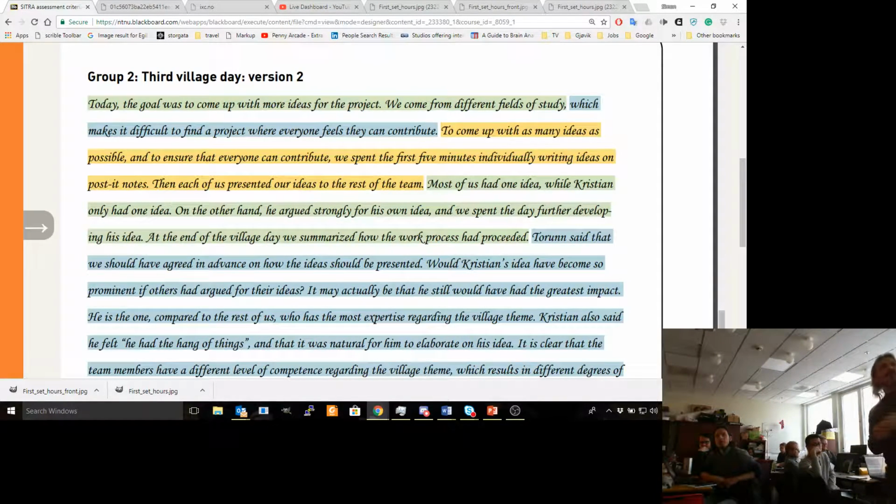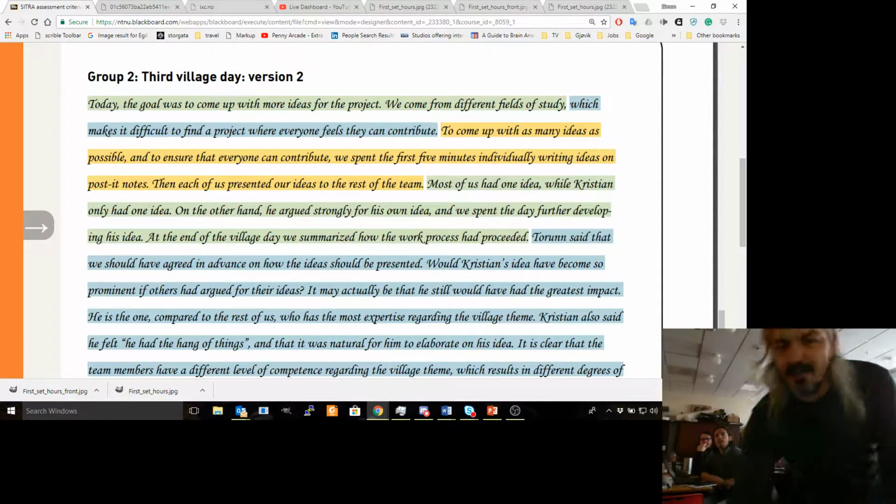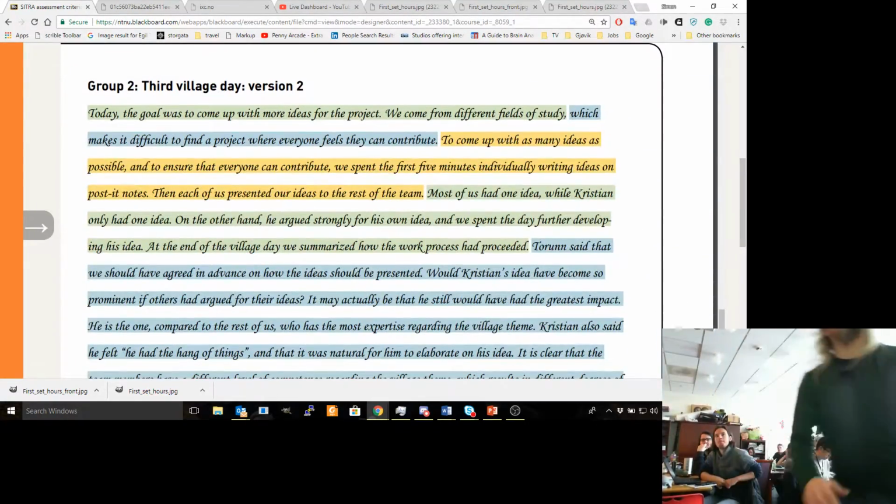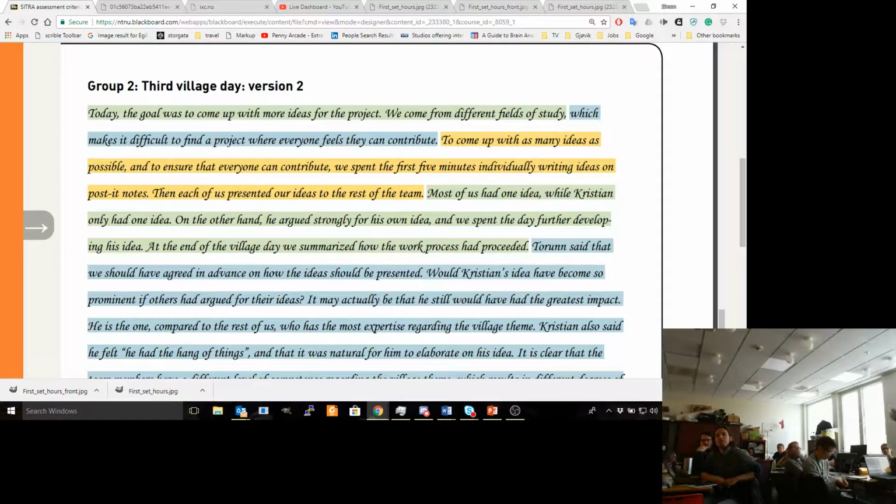So today the goal was to come up with ideas for the project. We come from different fields of study, so now we move into the blue category, which makes it difficult to find a project where everyone feels they can contribute. Right? So if we go up to blue, we see blue are reflections. So we've changed colour into reflecting. It makes it difficult, and feels they can contribute. So this is a reflection about how people feel, whether they feel they can contribute.